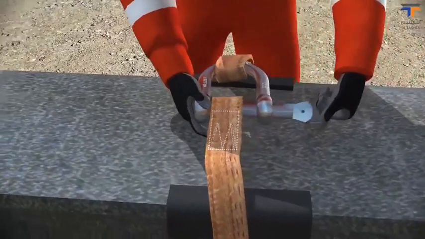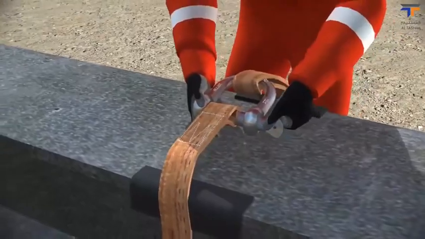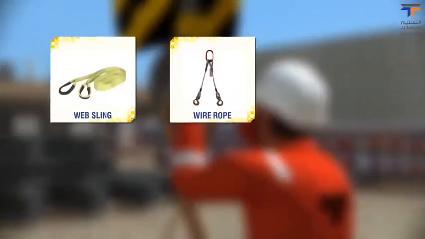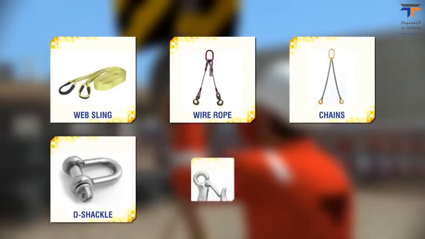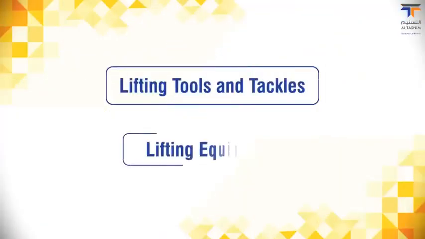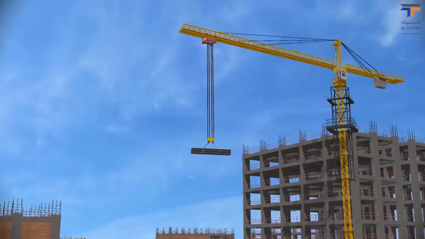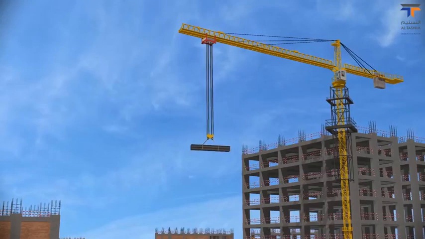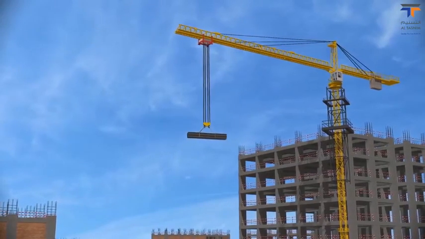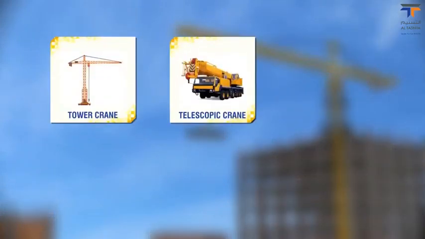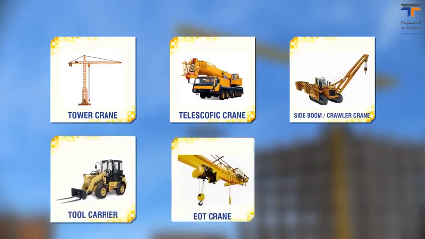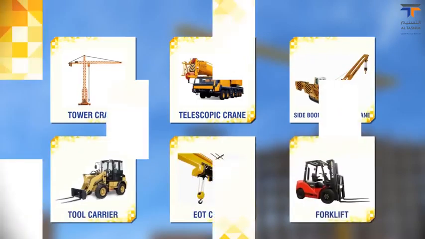Lifting tools and tackles are used to attach load or material to the lifting machines. For example, web sling, wire rope, chains, D-shackle, hooks, and spreader bar, etc. Lifting equipment. Lifting equipment are used for lifting load or material and moving it from one place to another with the help of lifting tools and tackles. For example, tower crane, telescopic crane, side boom, crawler crane, tool carrier, EOT crane, and forklift.